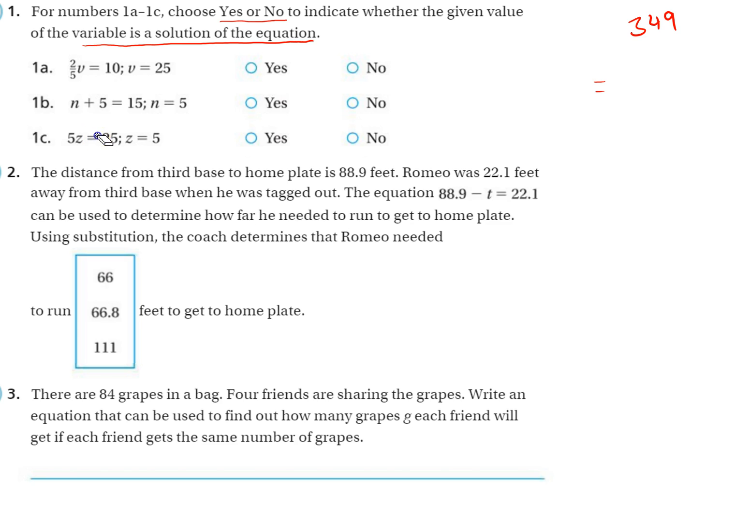Simple as that. All right, here we have again, they've given us the equation, 5z equals 25, and 5 with a z right next to it means multiply, and they told me for z, plug in a 5. So is 5 times 5 in fact 25? If it is, you bubble in yes. If it isn't, you bubble in no.